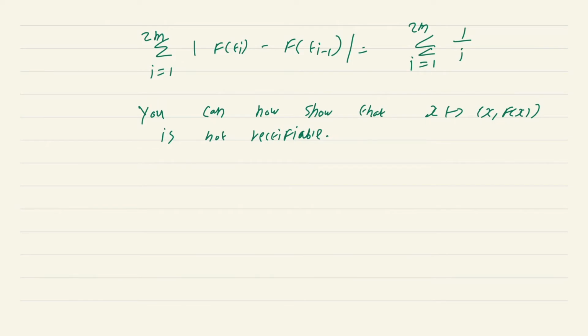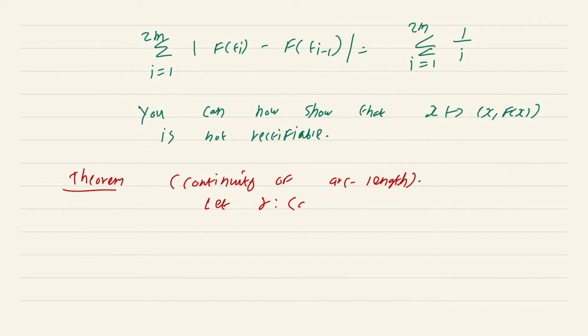But what is nice is that it is true in general that the arc length is a continuous function even when the function gamma is not assumed to be C1 smooth but just rectifiable. So that's the next theorem. This is the continuity of arc length. The statement runs as follows. Let gamma from a, b to R n be a rectifiable curve.